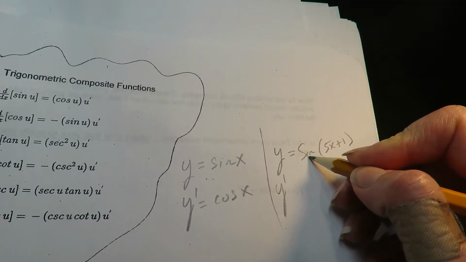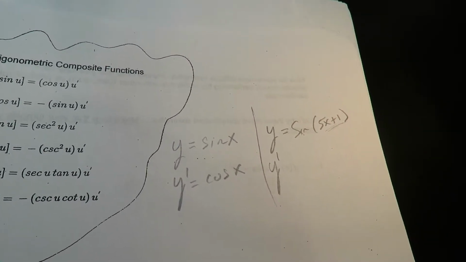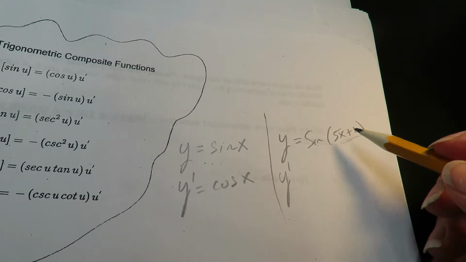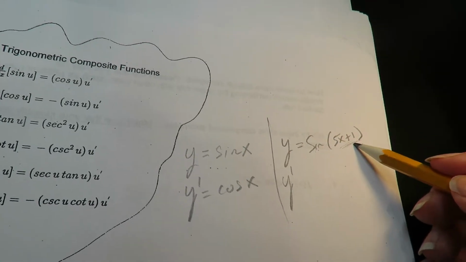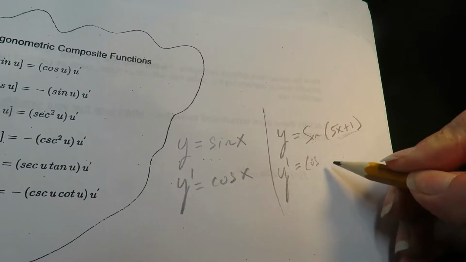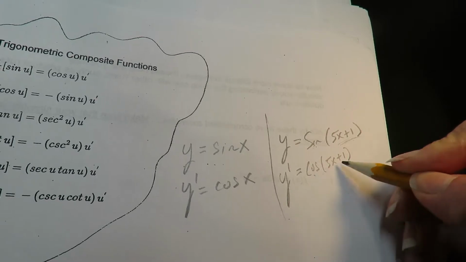The outer layer is the sine, the inner layer is the 5x plus 1. That's the part where you have to catch who's the outside and who's the inside, because if you don't catch that correctly, it screws up the derivative. So in this case, the sine's the outside, the 5x plus 1's the inside. So it's the outside, keeping the inside the same.